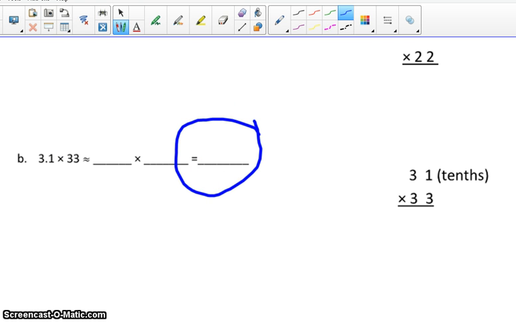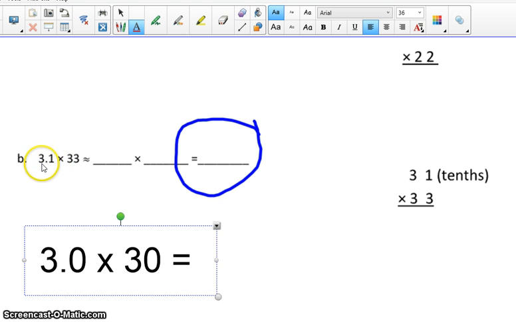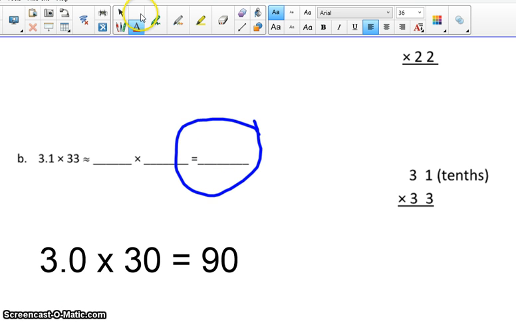Now I'm going to pause and type in the answer. 3.1 rounds down to 3.0, or just 3. 33 rounds down to 30. 3 times 30 is 90. So this is about what our answer is going to be. It's about 90, give or take. Now we rounded both of them down a little bit, so keep that in mind. This answer is going to be a little bit low.